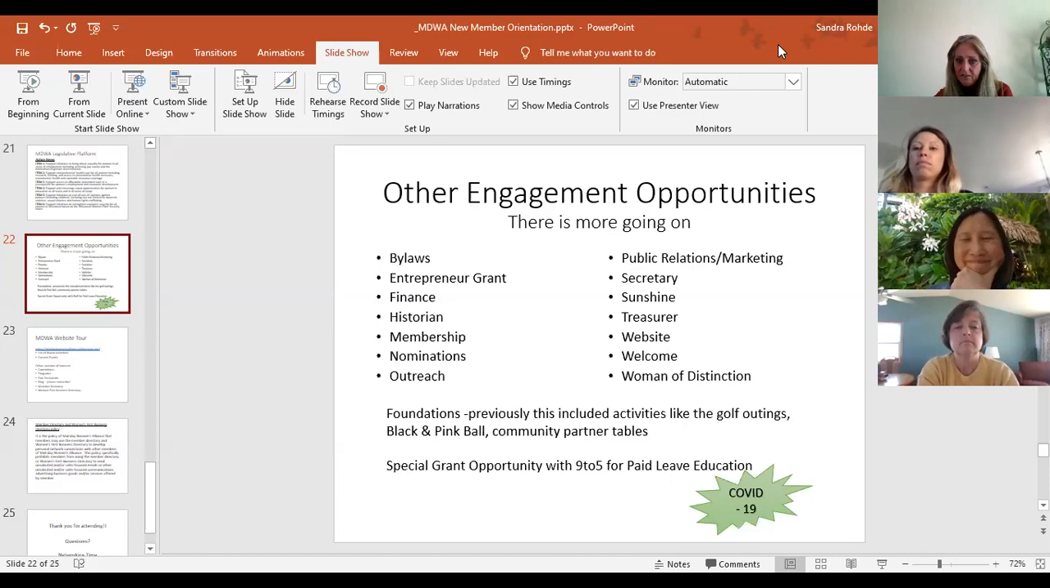Foundations is in the process of evolving again, to the stuff that you talked about before, Joanne. And then we've got the special grant opportunity that just came up this year that Irene is our focus point on, working with 9 to 5 to help educate people currently in this environment. So there's a lot of stuff that goes on behind the scenes that people don't see in the names part. You don't really get to know that until you're part of the board. You see this at orientation as a member, but you don't get to know what it really is.